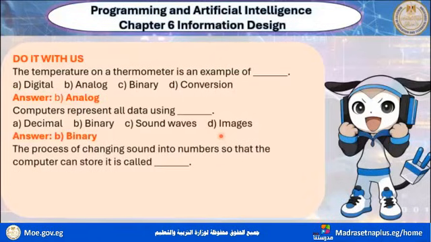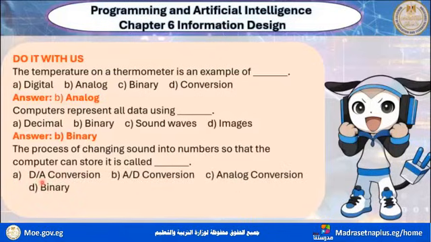Question 3. The process of changing sound into numbers so that the computer can store it is called: D to A conversion, A to D conversion, analog conversion, or binary? We are changing sound into numbers. So it's A to D conversion, from analog into digital.